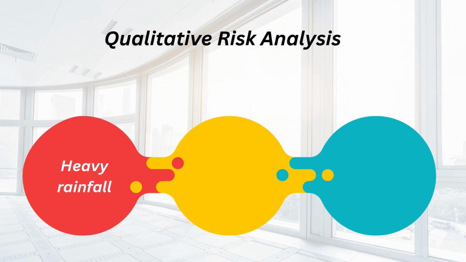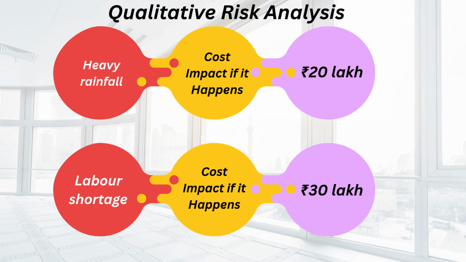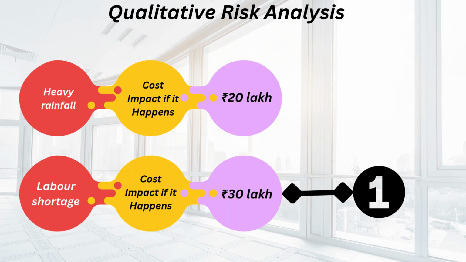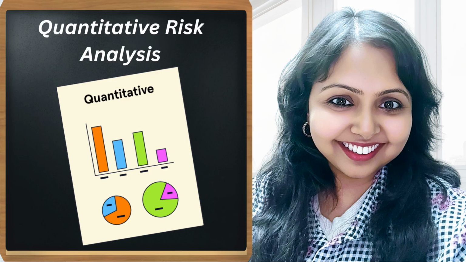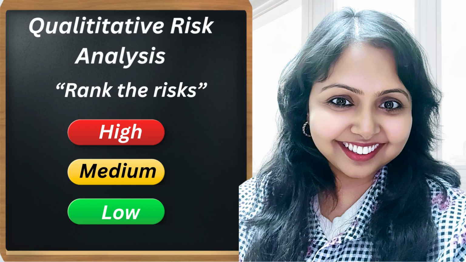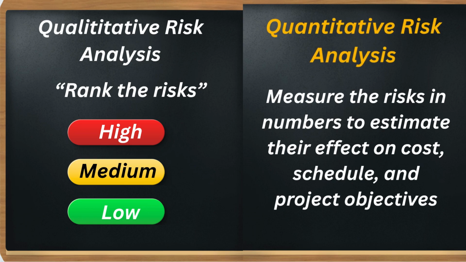A project manager identifies heavy rainfall as a risk in the project. He estimates the cost impact if it happens as 20 lakhs. The project manager identifies another risk, labor shortage. The cost impact for this is 30 lakhs. Based on the impact, the project manager prioritizes the labor shortage risk and takes immediate action, while the heavy rainfall risk is prioritized later. This process of measuring the effect of risks using numerical values is known as quantitative risk analysis. So qualitative risk analysis ranks the risk as high, medium or low, while quantitative risk analysis measures the risks in numbers to estimate their effect on cost, schedule, and project objectives.